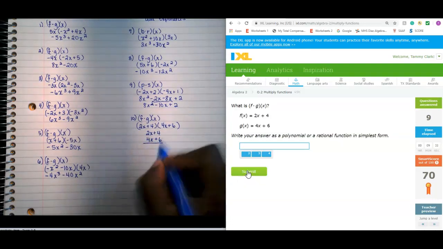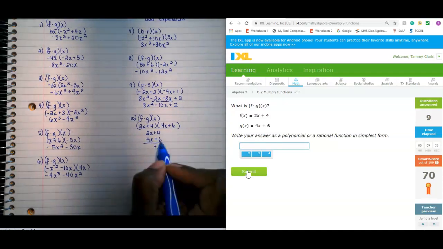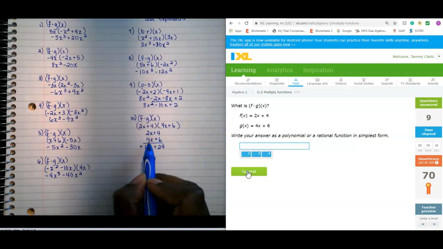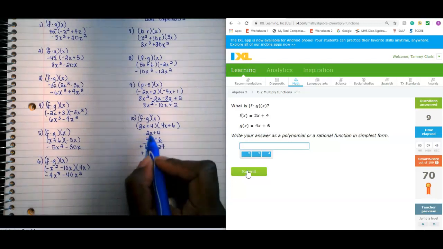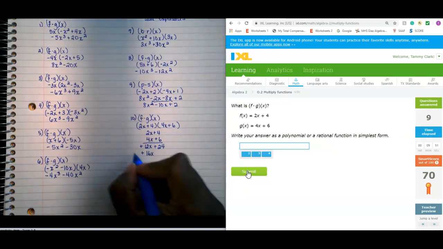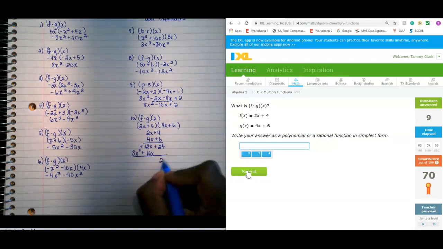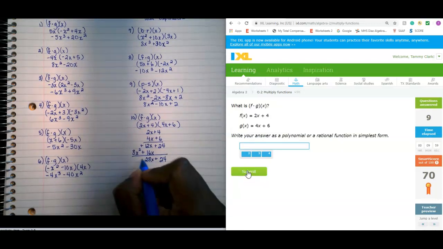And we've got 4 times 6 is 24, and it's positive, so I'm going to put my plus sign there. 2x times positive 6 is positive 12x. Then 4x times 4, both are positive, so that's positive 16x. And then 2x times 4x is positive 8x squared. And then I just group my like terms together. And that would be my answer.